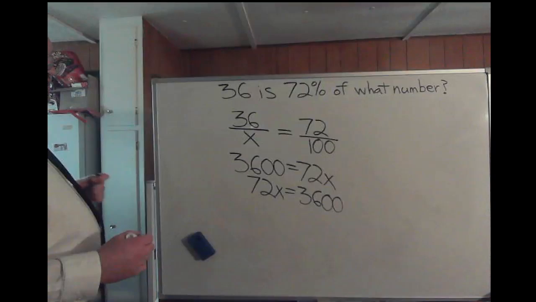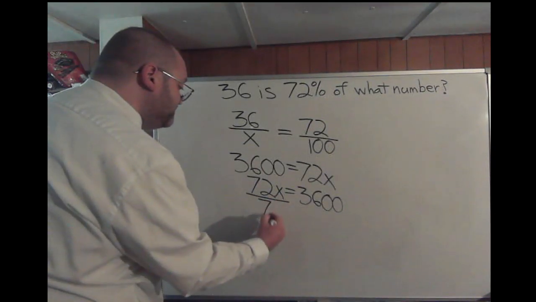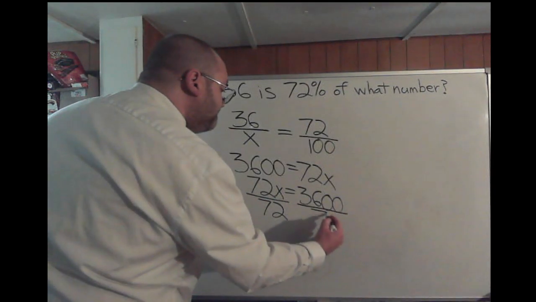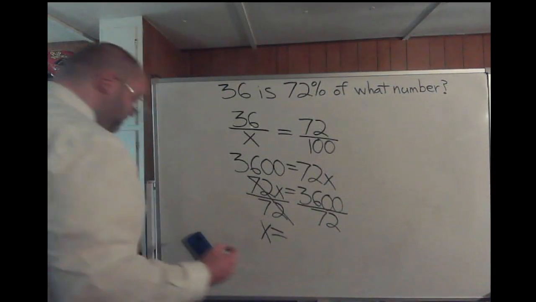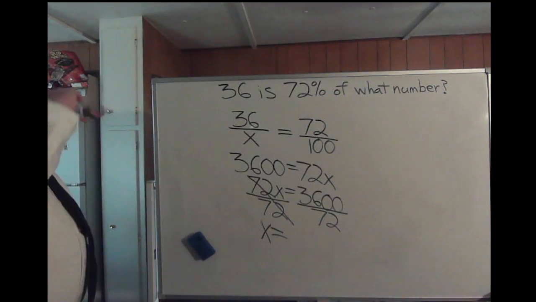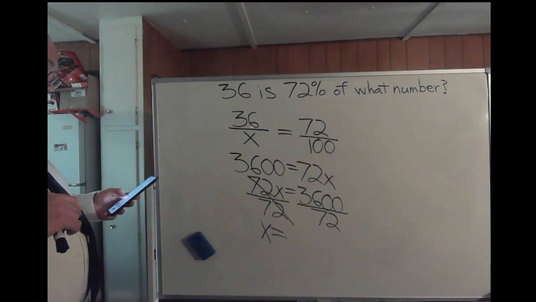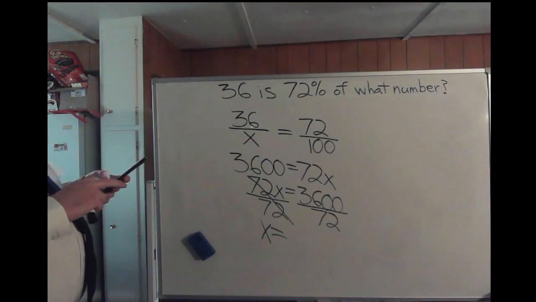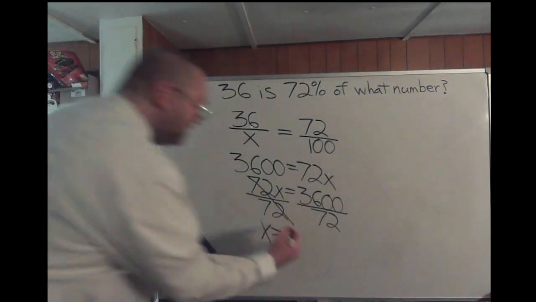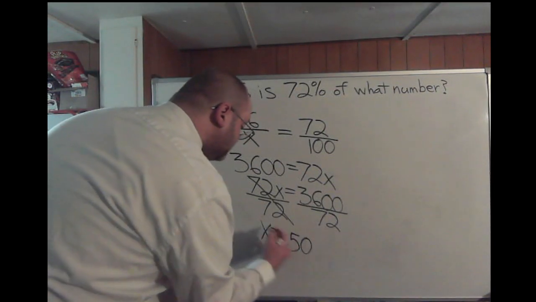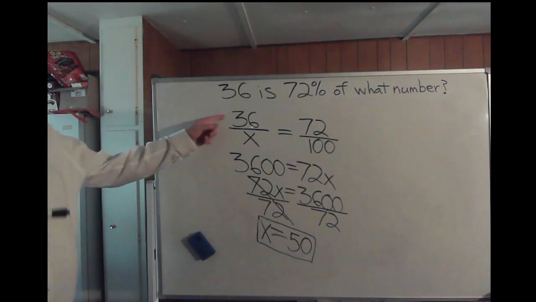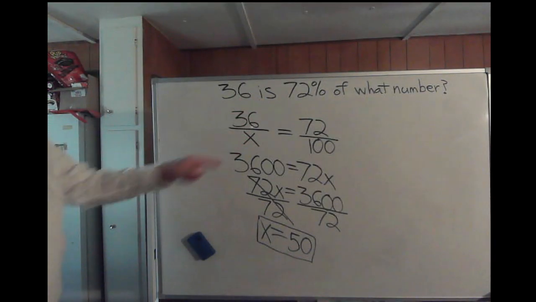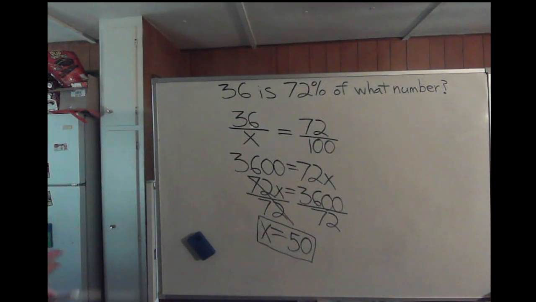Now, if we want to get x by itself, we divide both sides by 72. The 72 on the left cancels out, and you're left with x by itself. So now we have 3,600 divided by 72. That's 50. So x is 50. So it turns out 36 is 72% of 50. That's the answer.